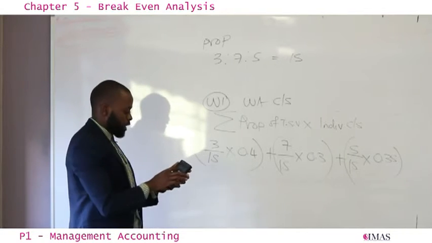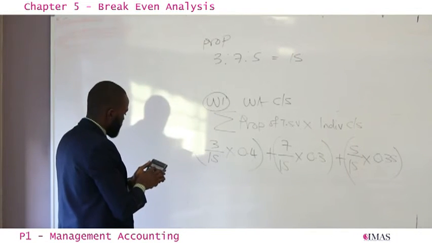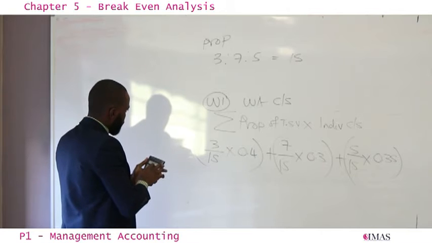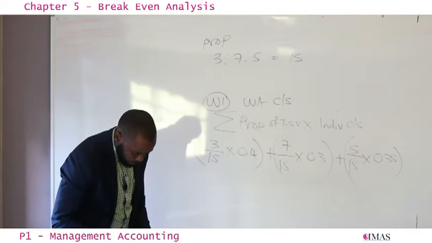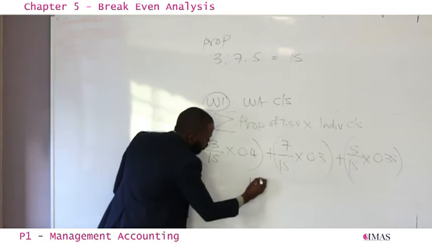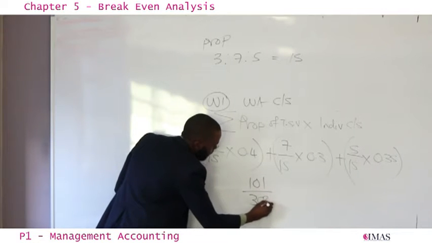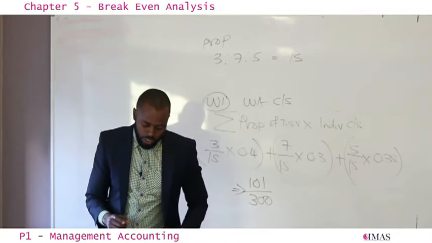So you just have to recheck if you put in the figures correctly. So 3/15 times 0.4 plus 7/15 times 0.3 plus 5/15 times 0.35. The answer that we get, I prefer to keep it as a fraction. So it's 101/300. That's the weighted average contribution to sales ratio.